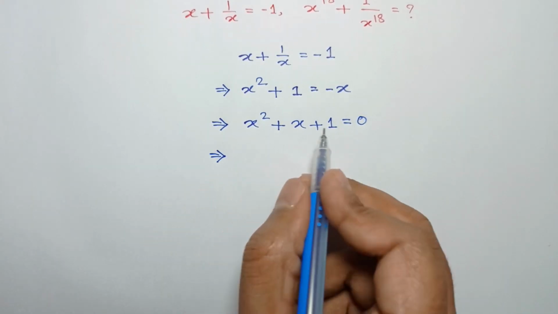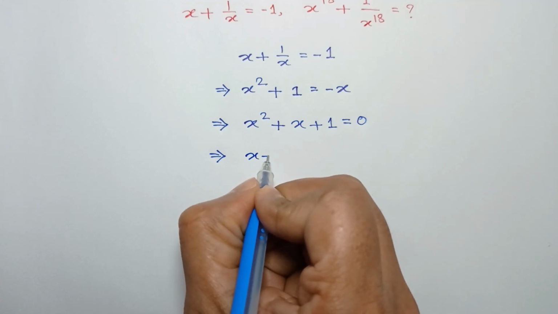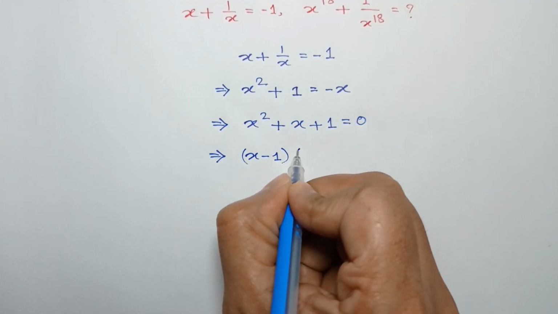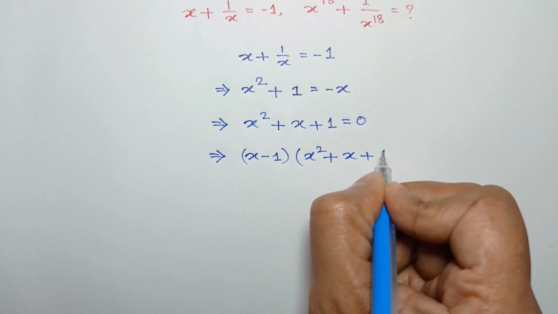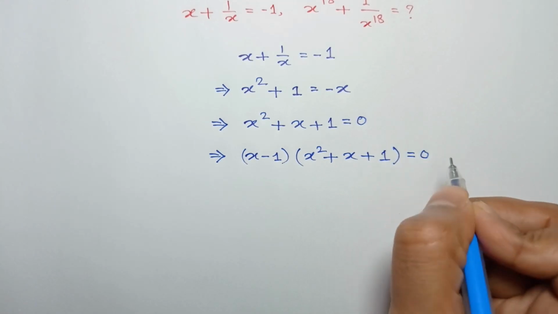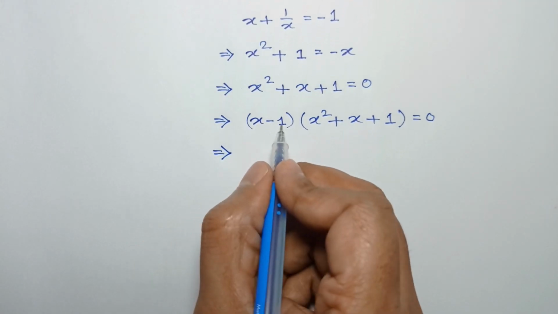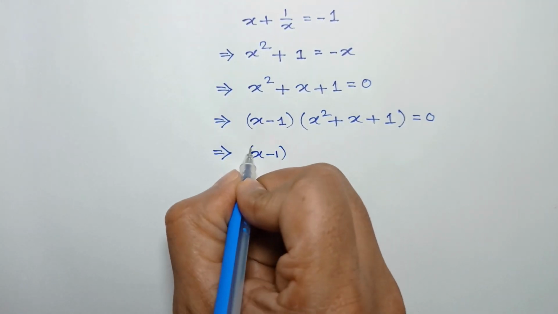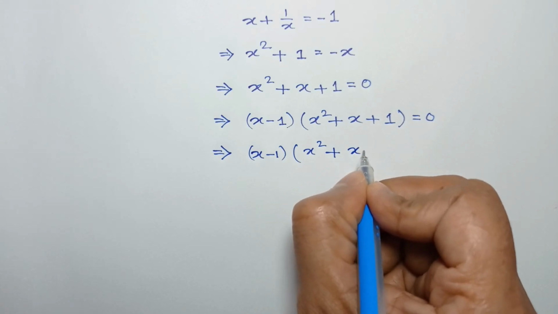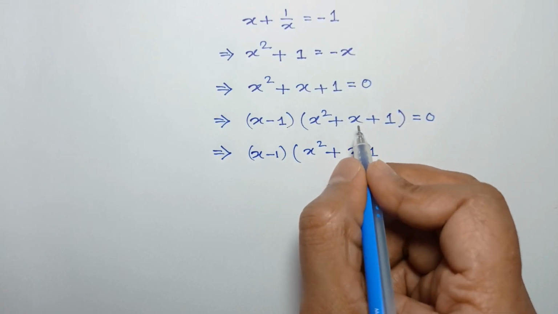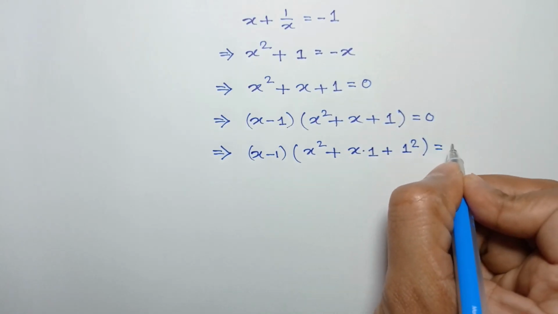Or, multiplying both sides by x minus 1, we can write x minus 1 times this x square plus x plus 1 is equal to 0. Or x minus 1 times x square plus x times 1, this is x, plus 1 can be written as 1 square, is equal to 0.